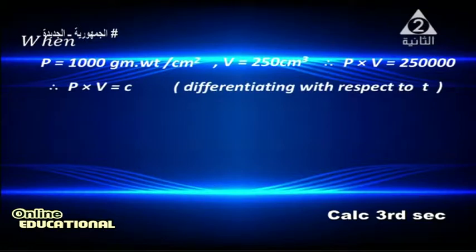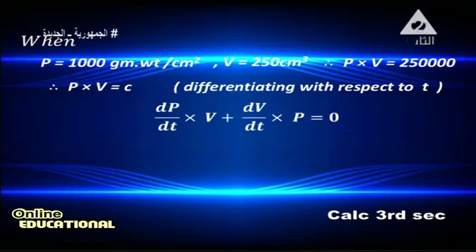From the relation P times V equals C, we differentiate both sides with respect to the time t. Then dP/dt multiplied by V plus dV/dt multiplied by P equals 0. We have the product of two functions, P and V. The derivative of P with respect to time is dP/dt multiplied by the second, plus the derivative of the second, dV/dt, times the first, P, equals the derivative of the constant C, which equals 0.